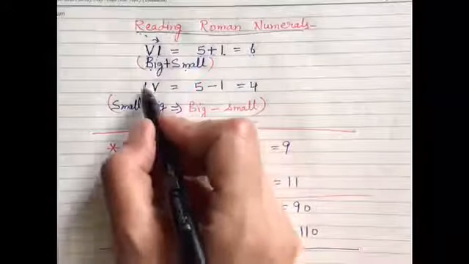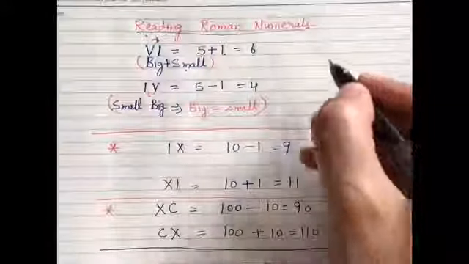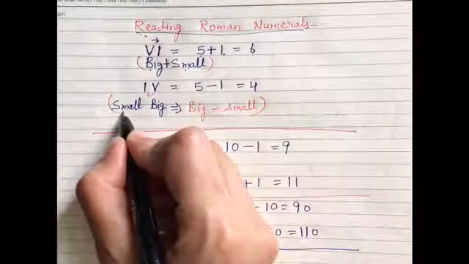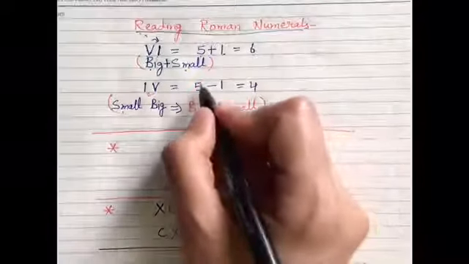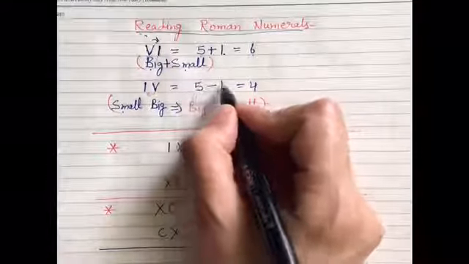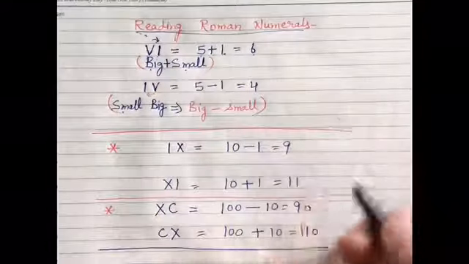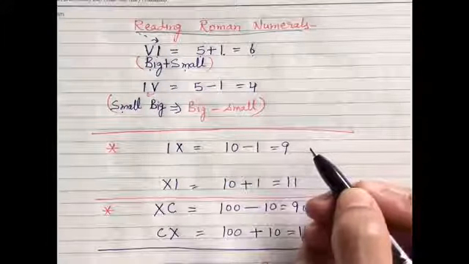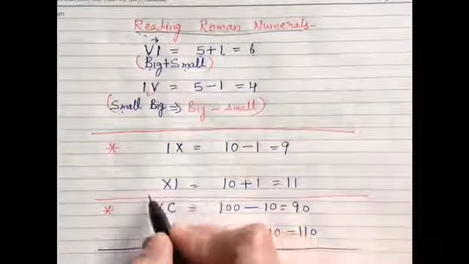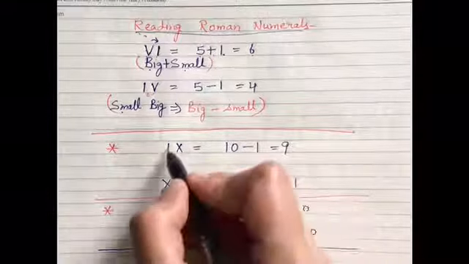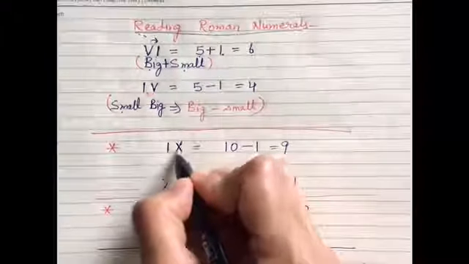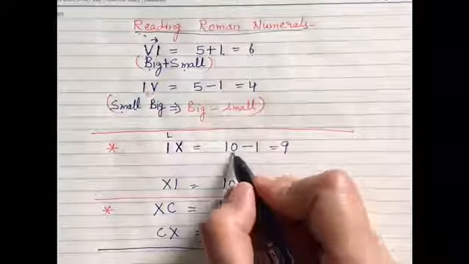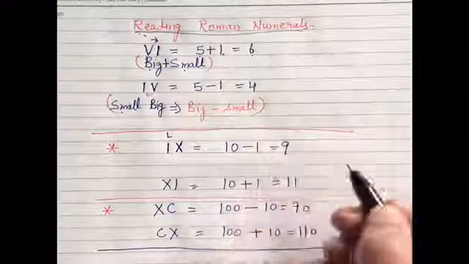If it is IV, that means the big number is on the right side and the small number on the left side. Then we will have to subtract. That is 5 minus 1 equal to 4. So if the small number is on the right side, add. If the small number is on the left side, then subtract. Like IX, the small number is on the left side. So this is 10 minus 1 equal to 9.